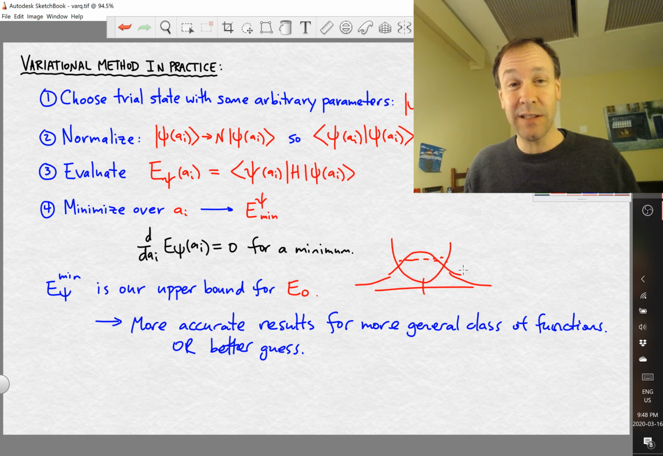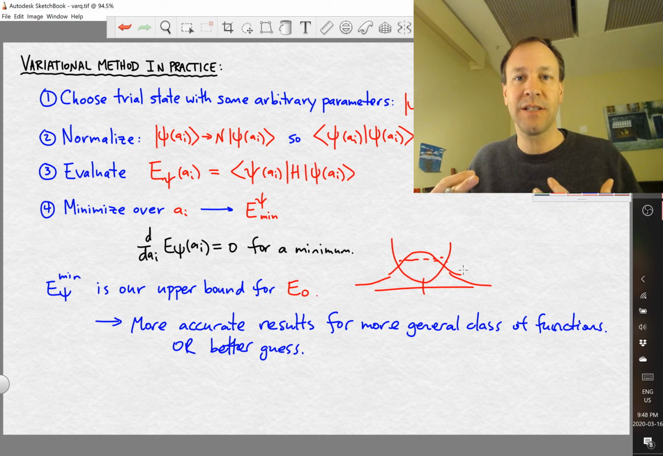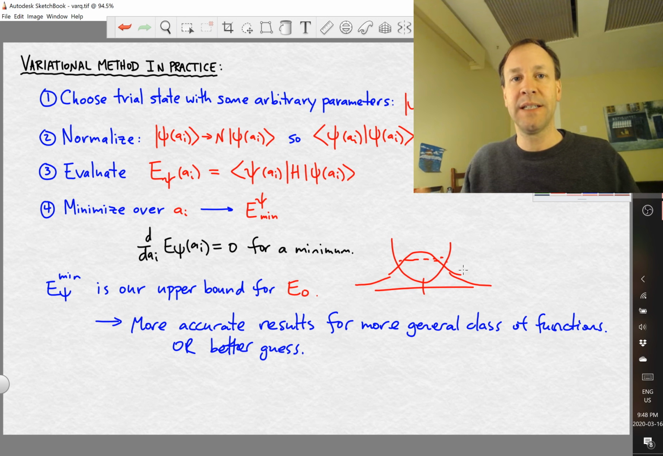In the end, it's hard to tell how close we actually are. That's the downside of the variational method: we have an upper bound, but normally the variational method doesn't give us a lower bound. Sometimes there are other ways that we can establish a lower bound on the ground state energy.